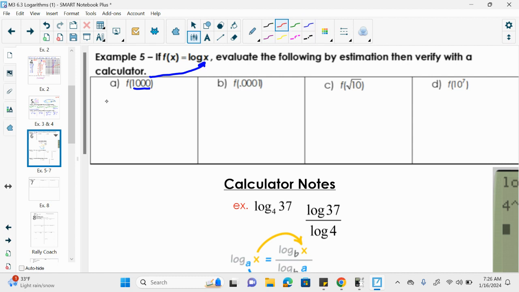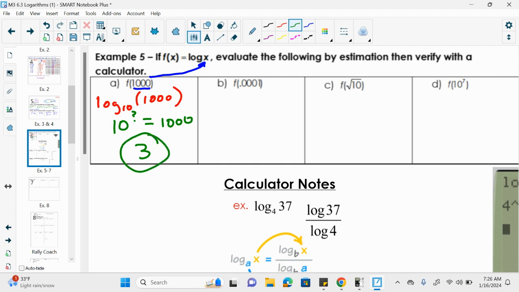So really this is saying, what is the log, again, it's not written, but there's really a base 10 there, of 1,000. So if we were going to rewrite this as an exponential equation, this is really saying 10 to what power equals 1,000? Well, 3, right? 10 times 10 times 10 is 1,000. So our answer would be 3.